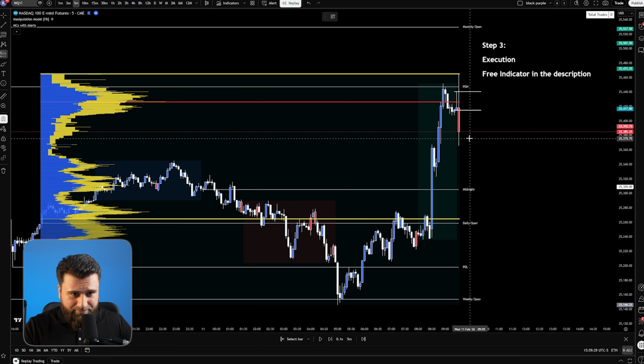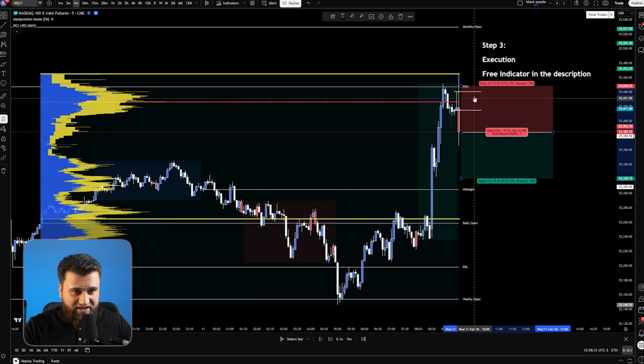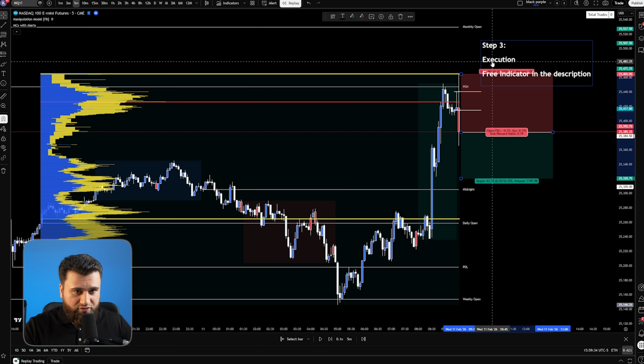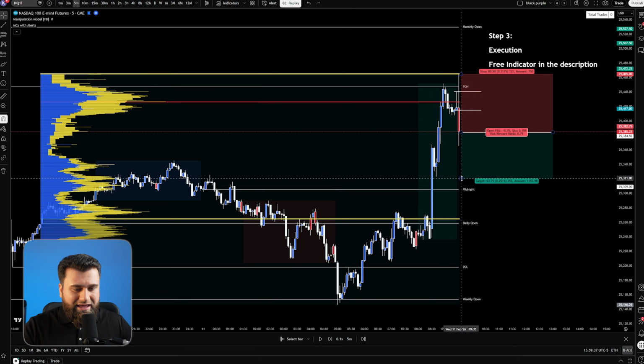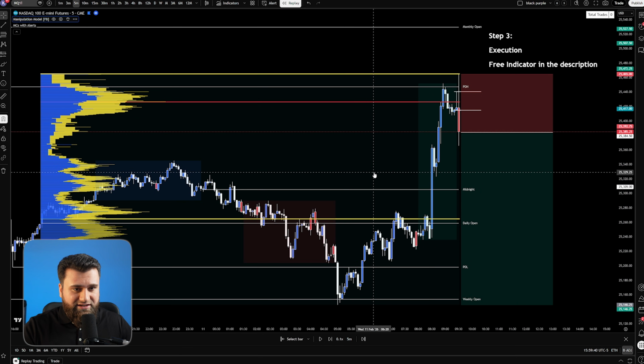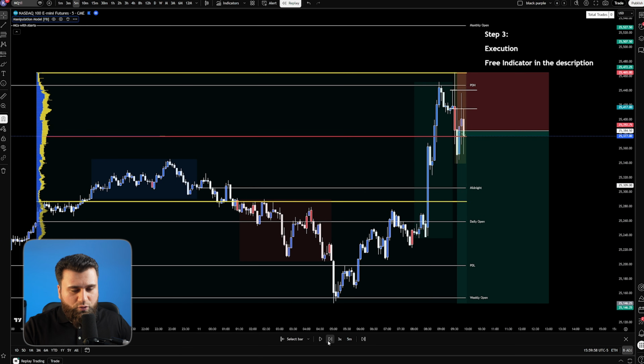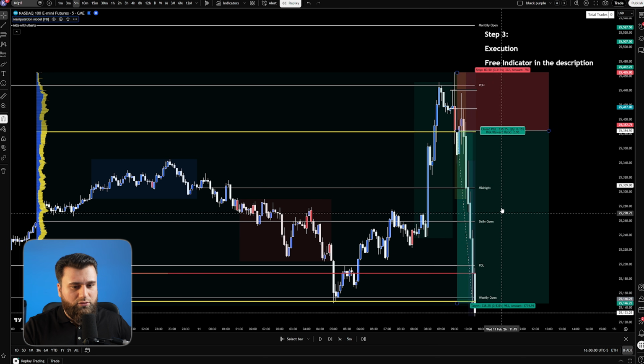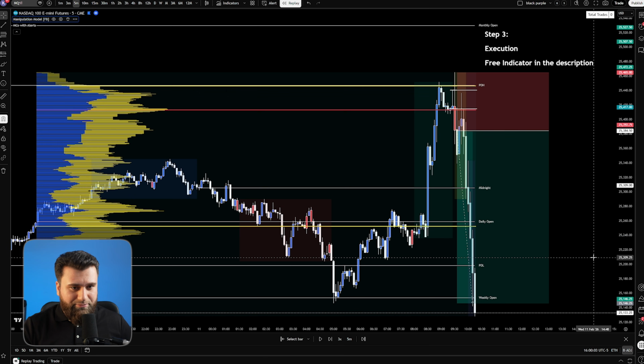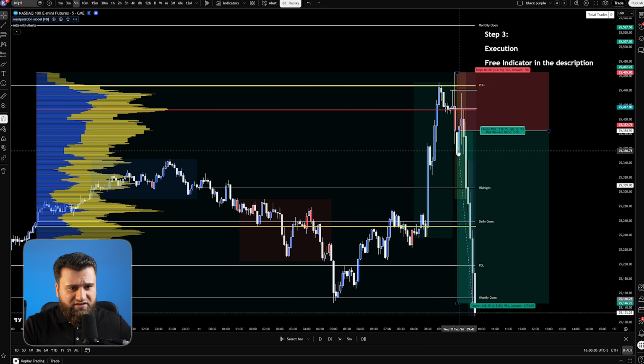So right here, step 3 is very straightforward. We will just execute on this trade, put our stop loss right here above the high and target this low right here of the day. So right here, we can see price coming back and then wow, look at that. Just like that, we hit the take profit. Very, very sweet profits and fast profits.